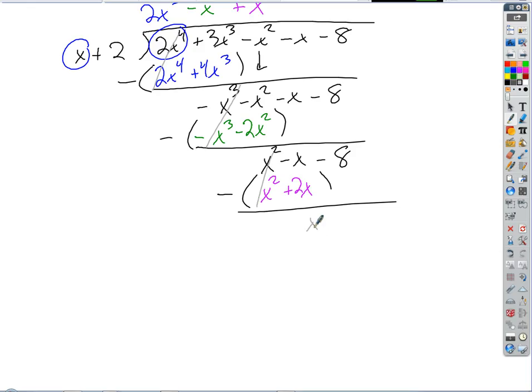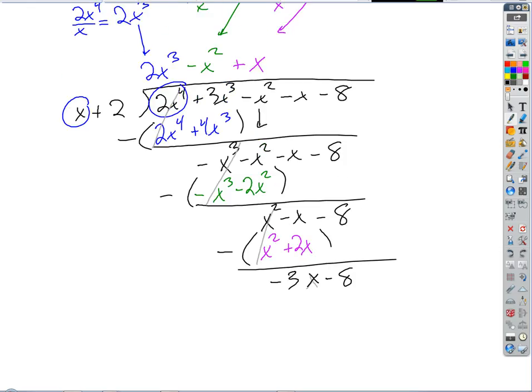Negative x minus 2x is negative x minus 2x, negative 3x. Then I bring down the 8, okay? And then now this is my last step, isn't it? Right? Now, how do I know?